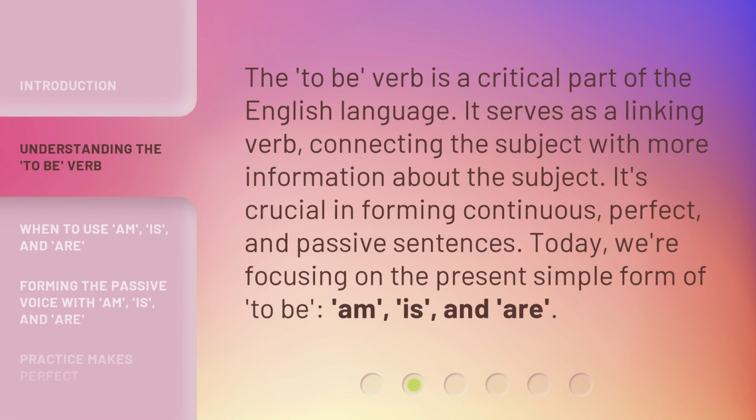The to be verb is a critical part of the English language. It serves as a linking verb, connecting the subject with more information about the subject. It's crucial in forming continuous, perfect, and passive sentences. Today, we're focusing on the present simple form of to be: am, is, and are.